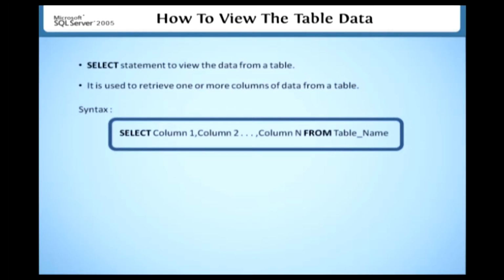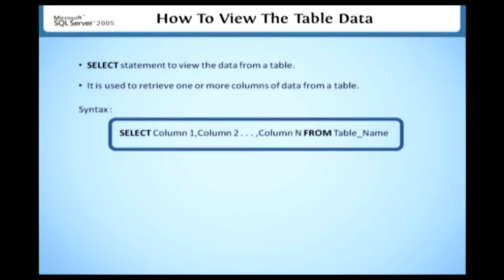Let's analyze the syntax. Here, select is the keyword to extract data from the given table. Column list denotes the columns to be retrieved from the table. From is a clause which tells the table name from which you are going to extract the data.